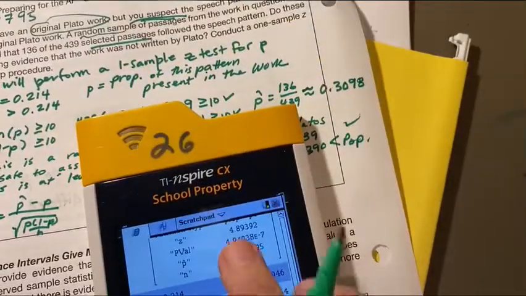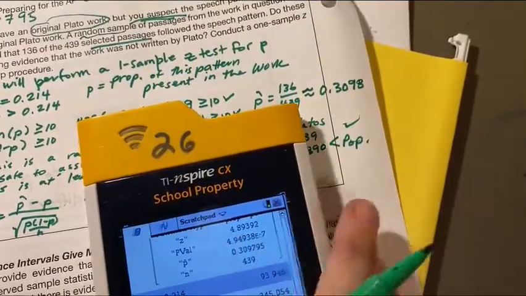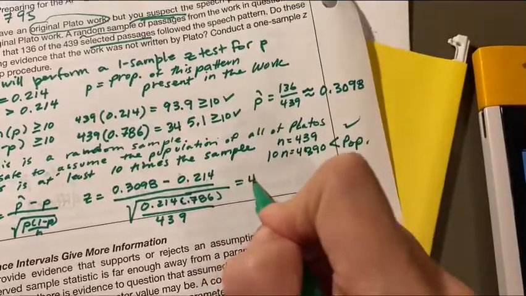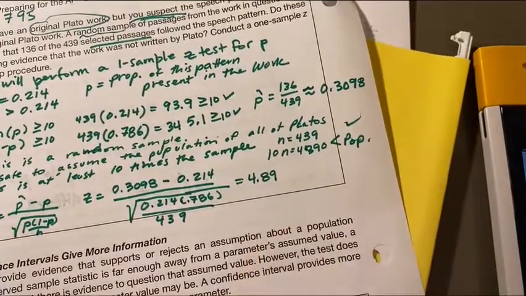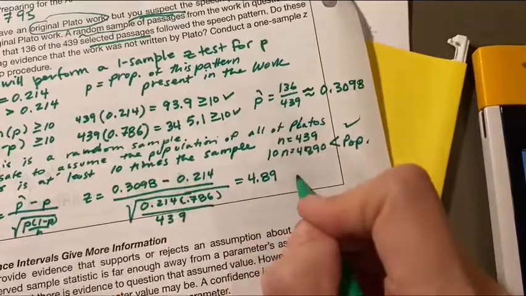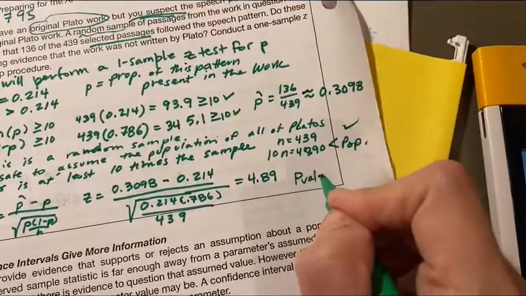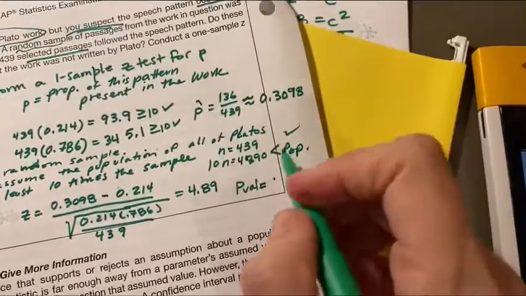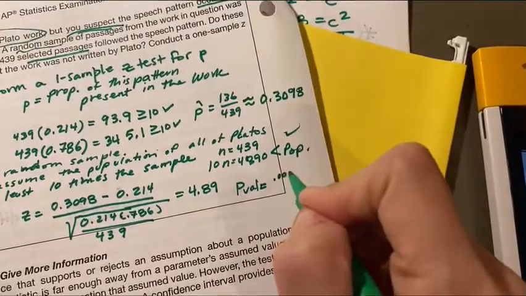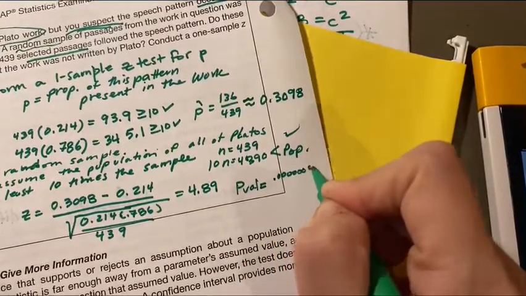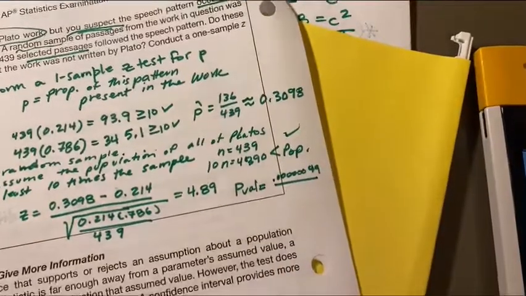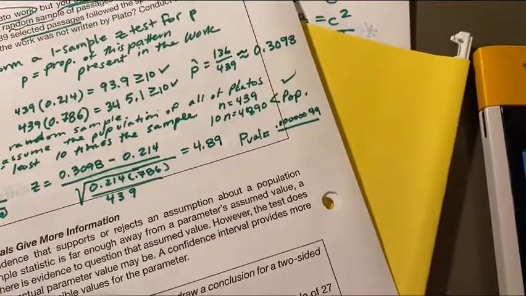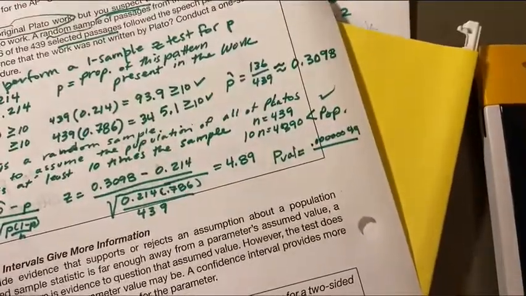Well, if I look on here, I get a z value of 4.89. So I get a p-value of a really ridiculous number, like 7 zeros and a 49, a super ridiculous number. So I've run out of room, but I'm going to try to squeeze this in. My conclusion.